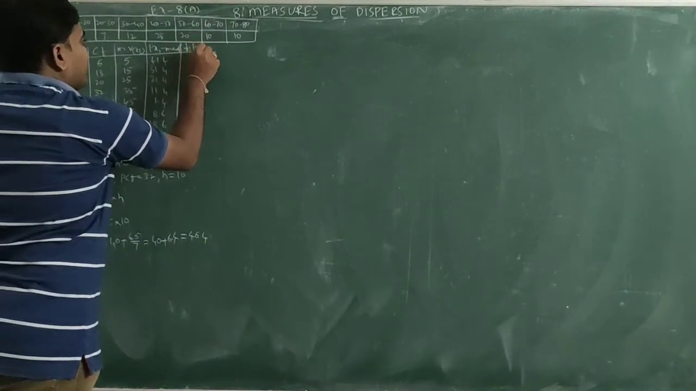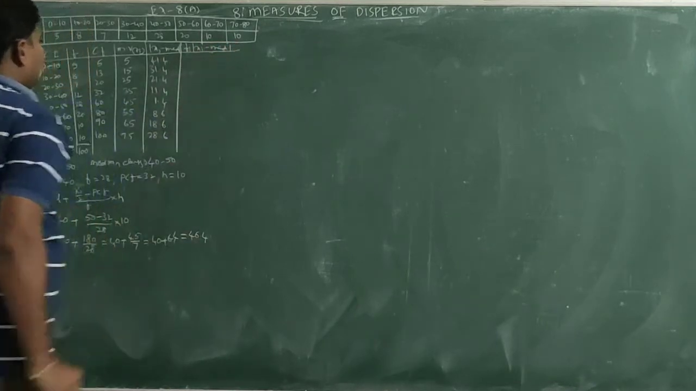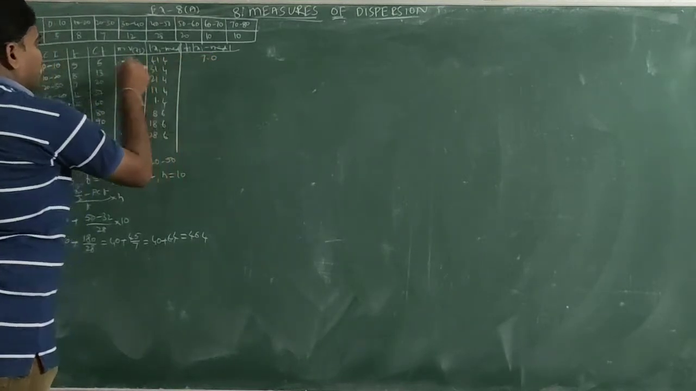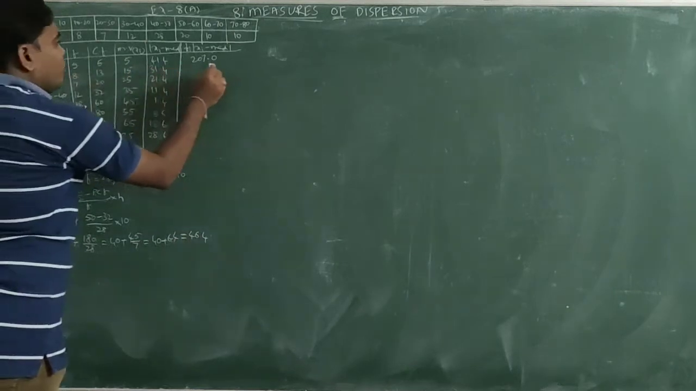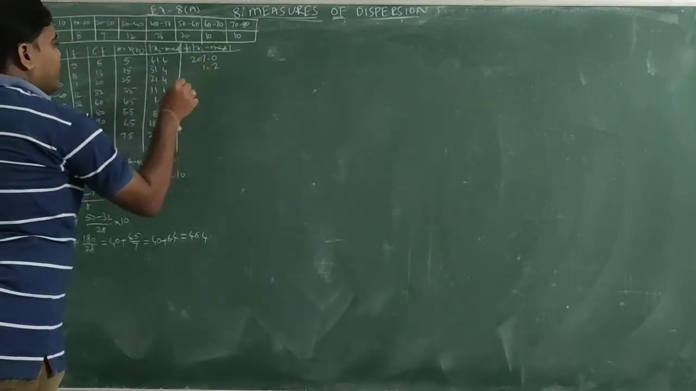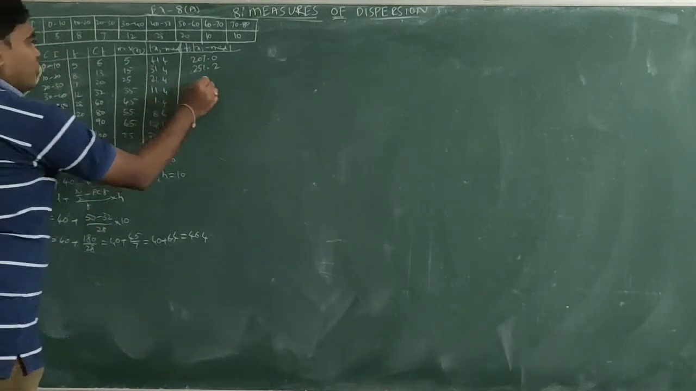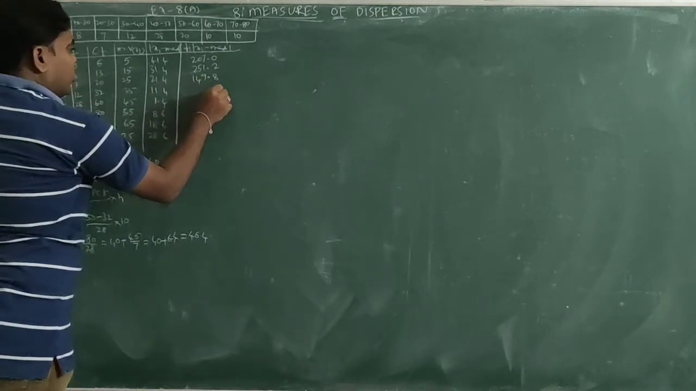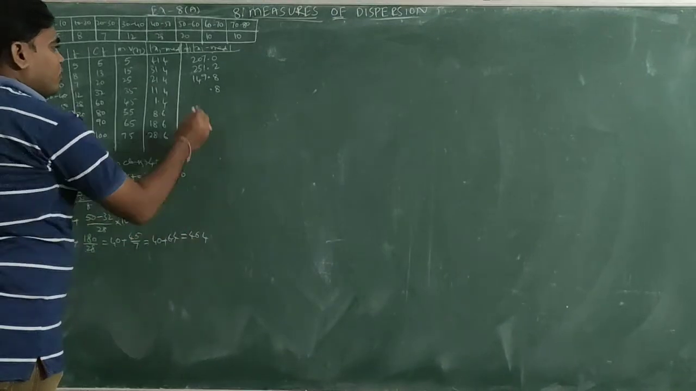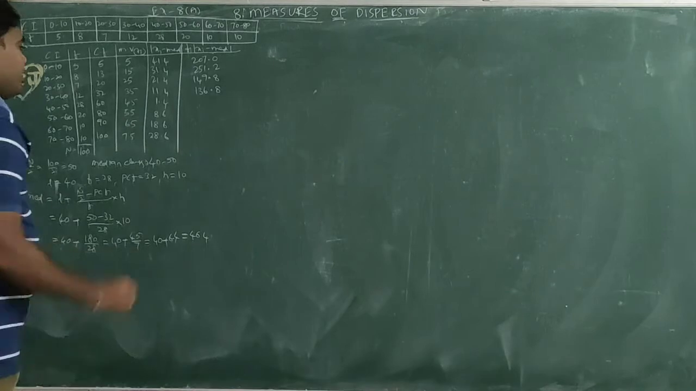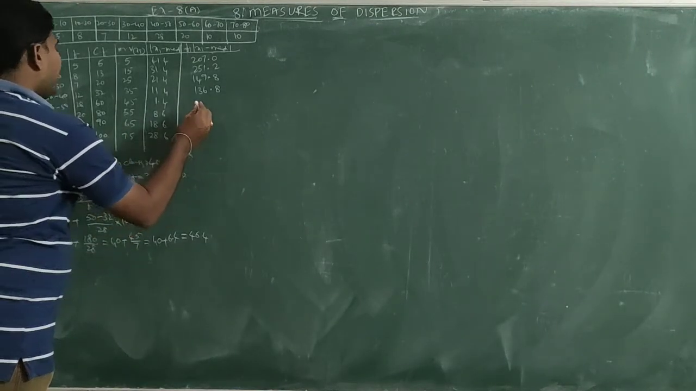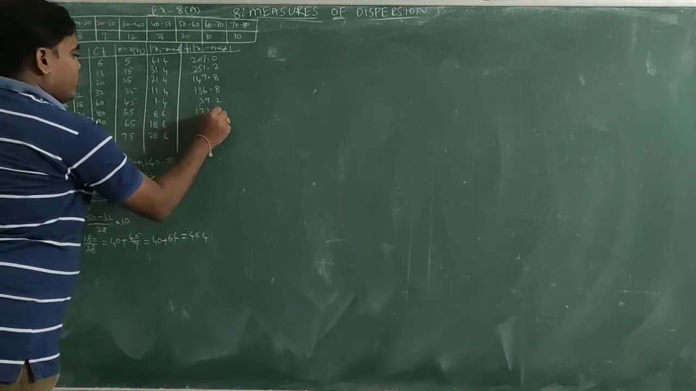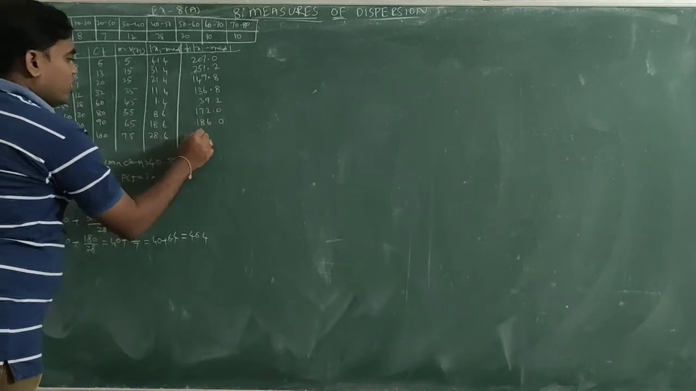Now we multiply with fi into modulus of xi minus median. 5 into 41.4 is 207. 8 into 31.4 is 251.2. 7 into 21.4 is 149.8. 12 into 11.4 is 136.8. 28 into 1.4 is 39.2. 20 into 8.6 is 172. Next 186, and next 286.